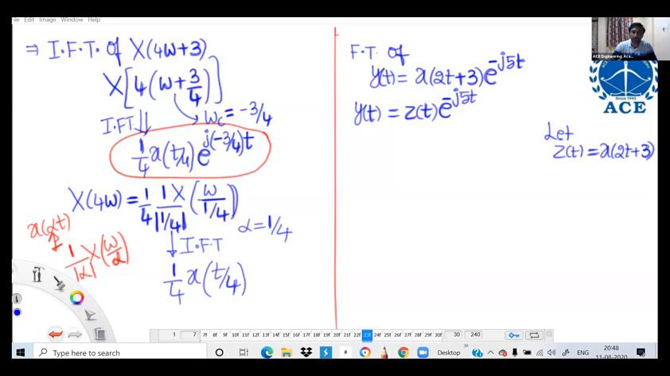Most of you gave the wrong answer in the beginning. Finally, some of you said "me", which means you have done it correctly or wrongly. Okay, no problem. Assume this as z of t. So this can be written as x of 2 into t plus 3 by 2.